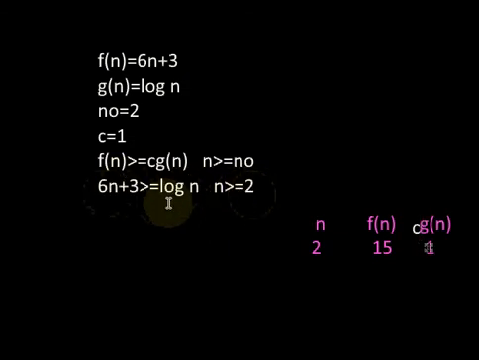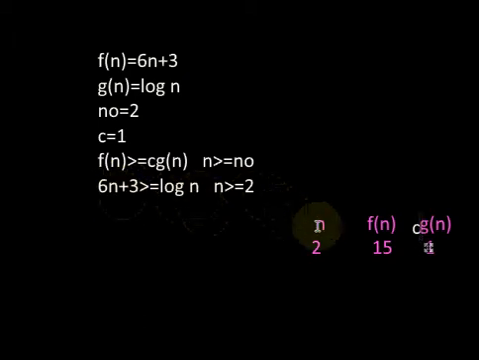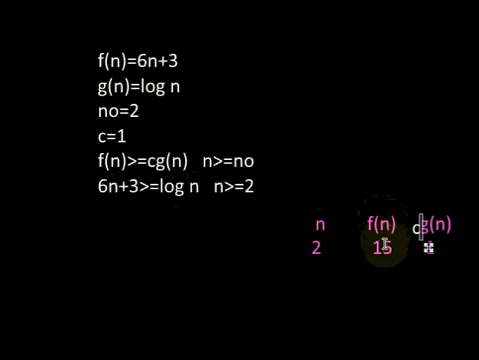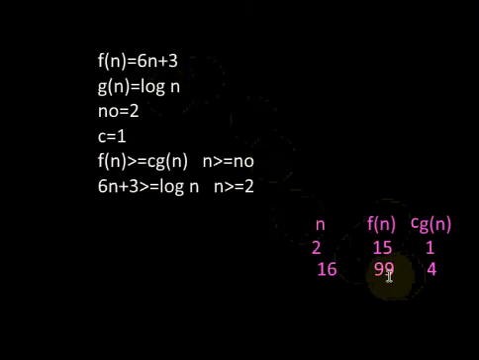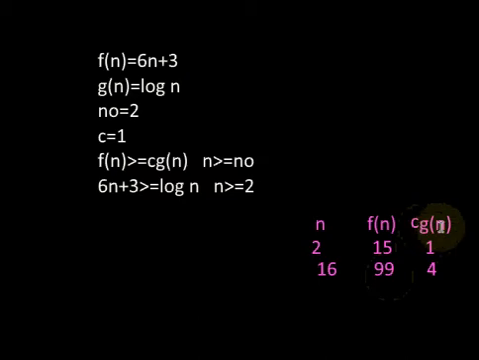N is always greater than log n, so of course the left hand side will be greater than the right hand side. Check with some inputs. Let n is equal to 2. What is the value of f of n? It is 15. What is the value of c into g of n? It is 1. Yes, the function f is greater than the function c into g of n. Now the size of input is increasing. N equals 16. What is the value of f of n? 6 into 16 plus 3, it is 99. What is the value of c into g of n? It is 1 into log 16, it is 4. Here also the function f is having a higher value than the function c into g of n.